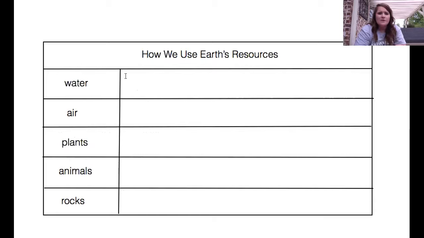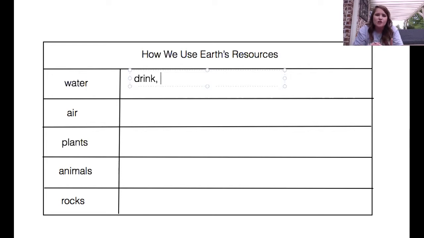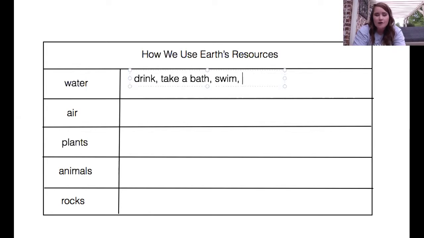So how we use the Earth's resources. We know that we use water in tons of ways. So what are some ways that we use water every single day? Okay, we drink water. What else do we do with water? We take a bath with water. We can take a shower. We can brush our teeth. So we'll say take a bath. It's another way that we can use water. Maybe we swim in the water. We can use it that way. Animals drink water just like we do. Okay, what else? What are you thinking about?